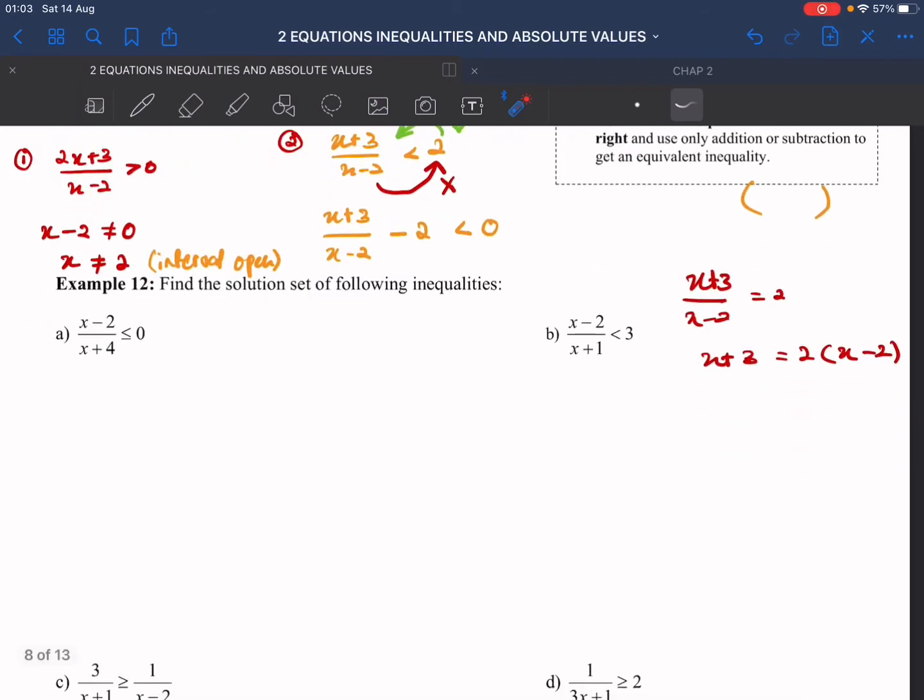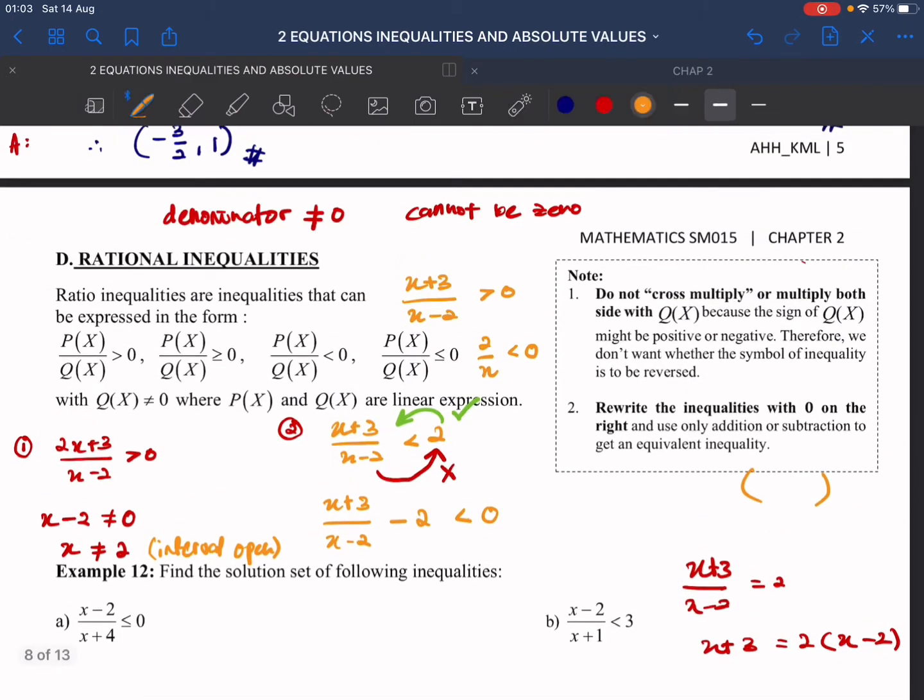Let's go to the first example. Example 12. Find the solution set of the following inequalities. So we have x minus 2 over x plus 4 less than or equals to 0. Rational. Okay, rational inequalities dalam kepala ada dua. Okay, sebelum tu rational inequalities sama juga macam quadratic. Kita ada factor, kita ada critical value, table of sign. Okay, no graphical method, table of sign sahaja, and kita ada answer. Okay, itu step kita, FCTA kita.